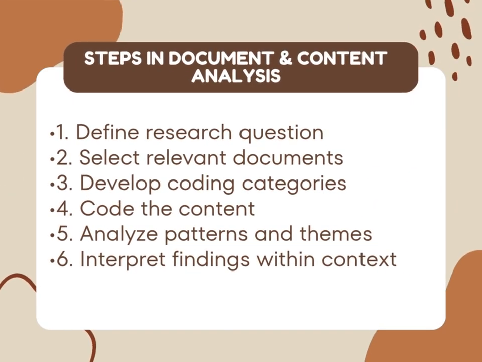Let's break down the steps in a typical document or content analysis. Define your research question. What do you want to find out? Select relevant documents. Gather your texts, videos or posts. Develop coding categories. These are labels or themes you will look for. Code the content. Go through your materials and apply those codes. Analyze patterns. Look for repetition, trends, and contradictions. Interpret findings. Explain what these patterns mean in the context of your research. These steps help keep the process organized and objective.